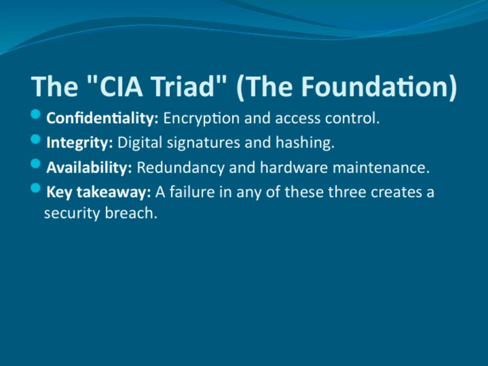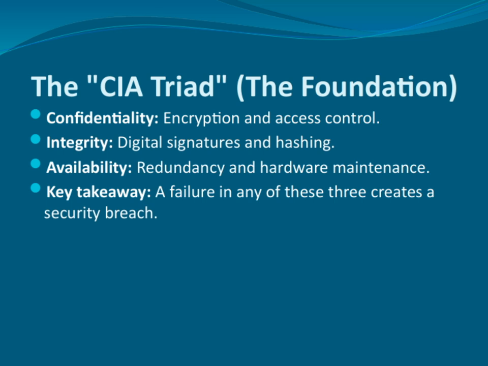Let's talk about confidentiality first. This is all about keeping information private and secure. We use encryption to scramble data so that only authorized parties can read it, and access control to ensure only the right people can get to sensitive information. Moving on to integrity, which is about making sure data remains accurate and unaltered. Digital signatures help verify the authenticity of a message or document, while hashing creates a unique fingerprint for data, allowing us to detect any changes.